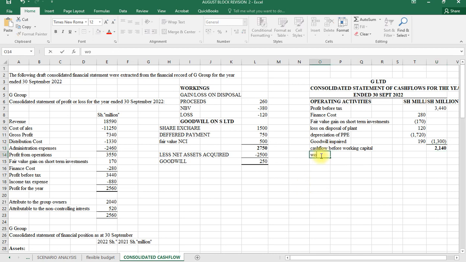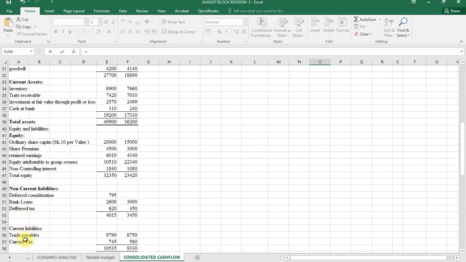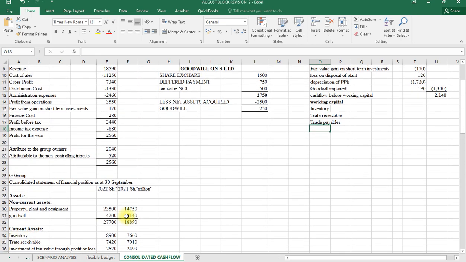You go to working capital, and under working capital, look at the current assets: the inventory first, followed by receivable, and investment is non-cash. Look at the payable. I think the three of them are inventory, receivable, and payable. We need to look at the change, whether it was an increase or a decrease.